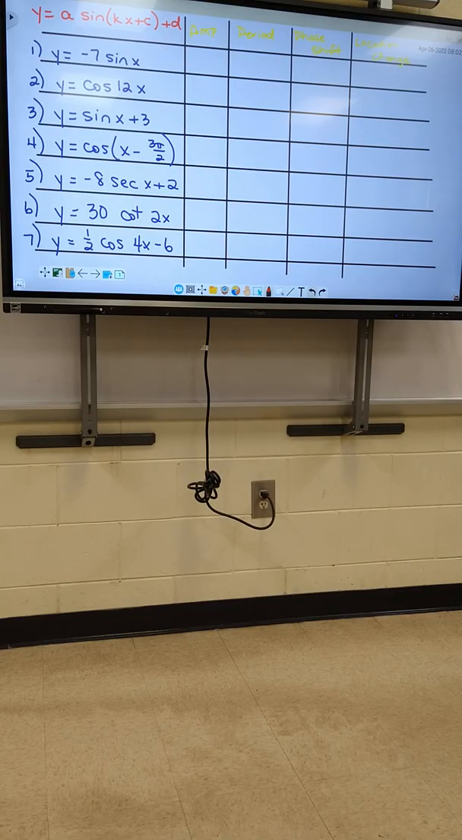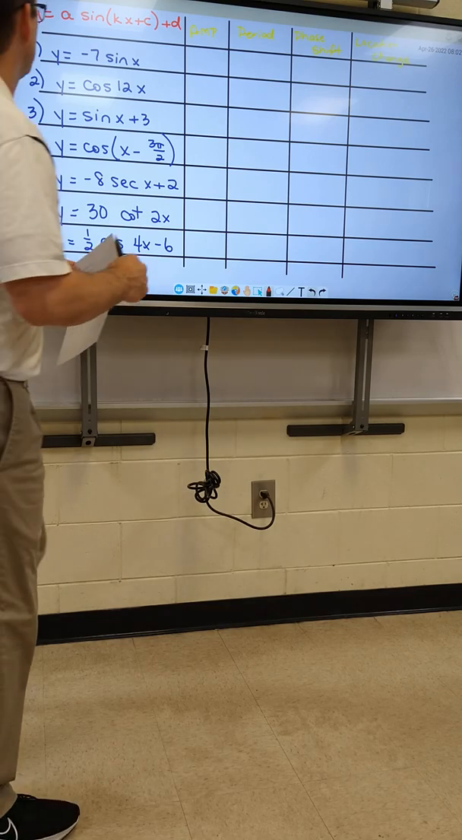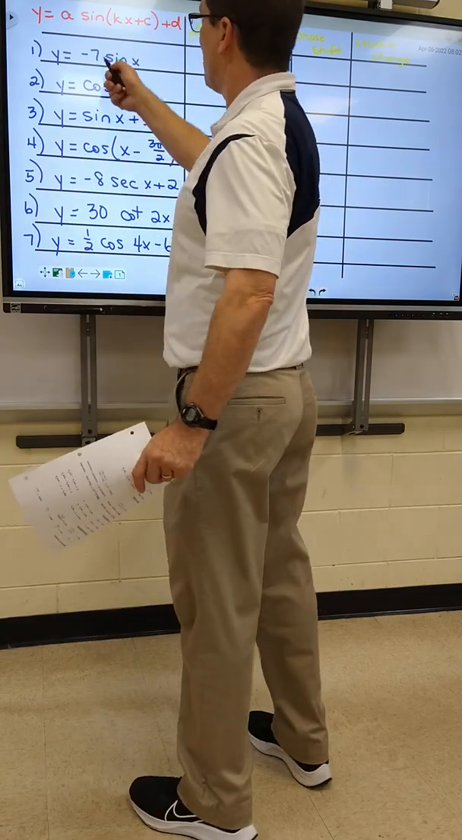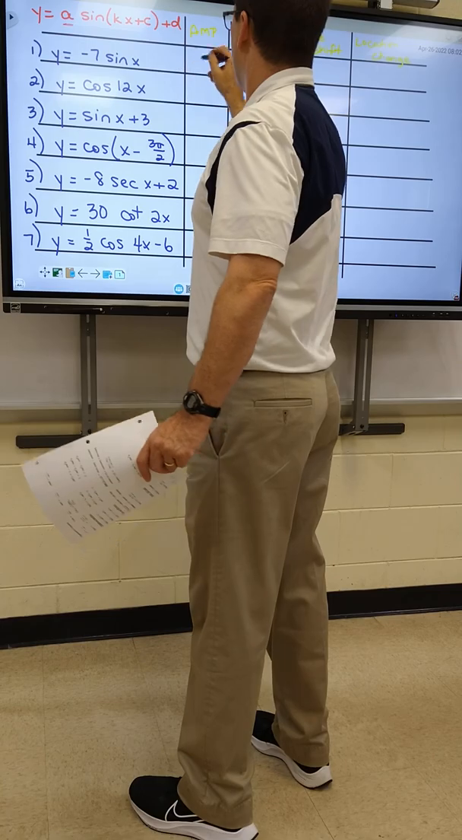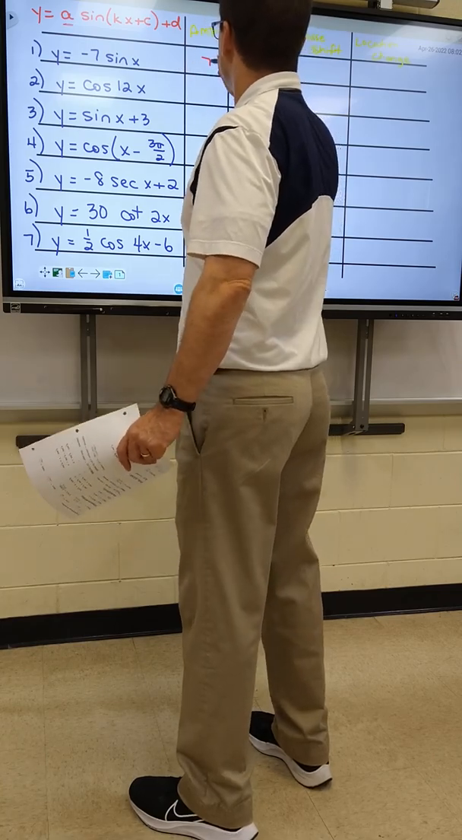All right, so amplitude, look at the formula sheet. Michaela, if you look, the only trig functions that have an amplitude are sine and cosine. Everything else doesn't have one, just write none or draw a dash. So it's absolute value of A, which is the first number in front of sine. So the amplitude for that was just 7.